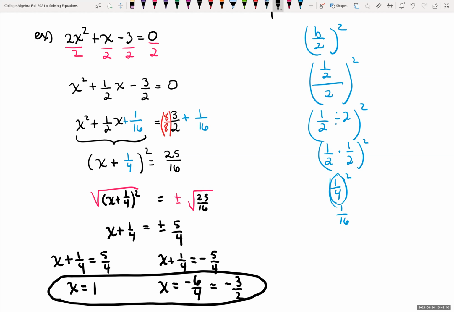So it's a little more difficult when the coefficient in front of the x squared is not 1, and then having to deal with our middle term not being a fraction is a little harder, but it's doable, and I know you can do it.